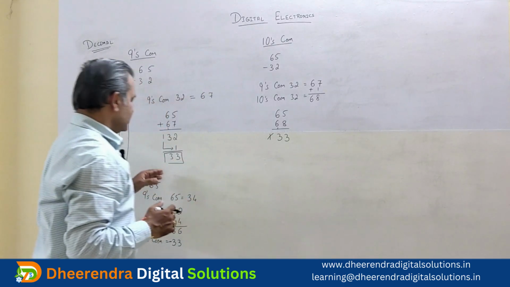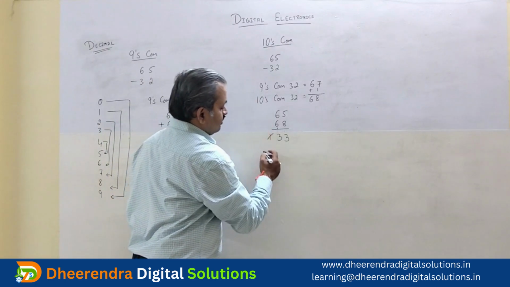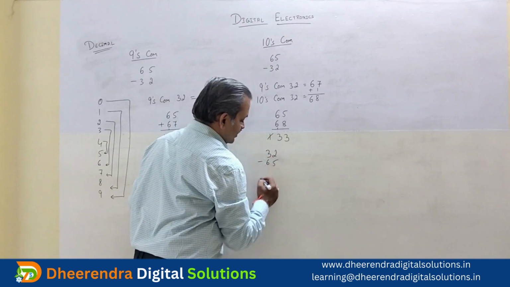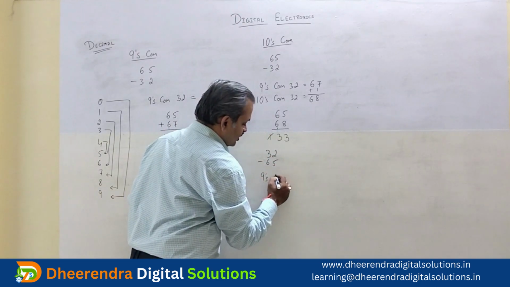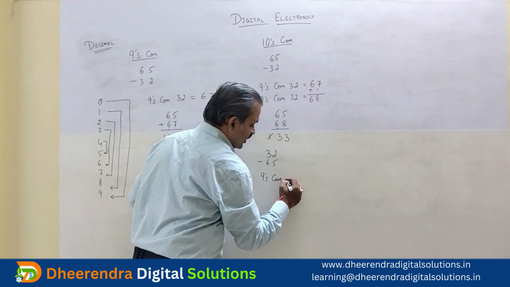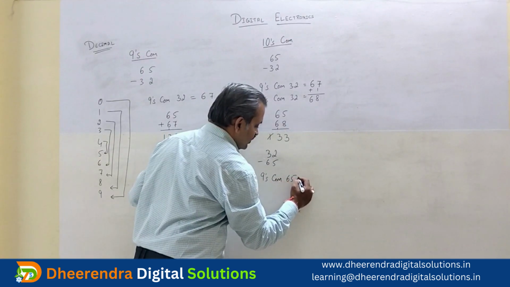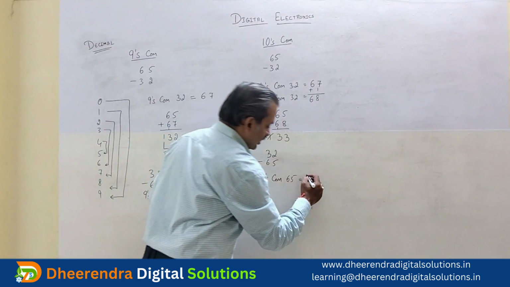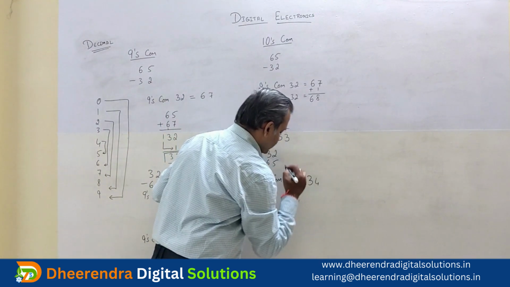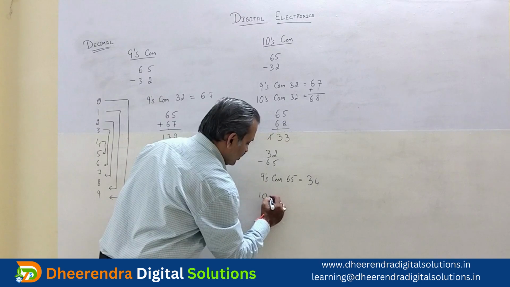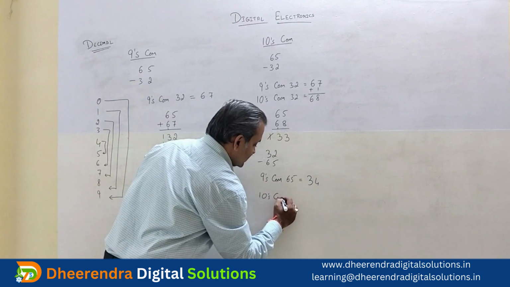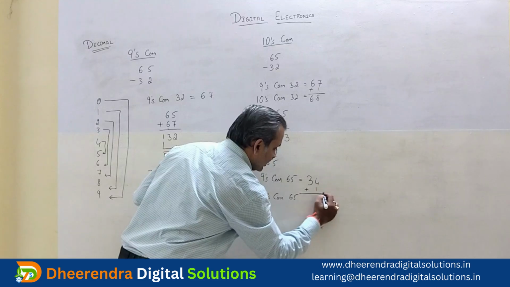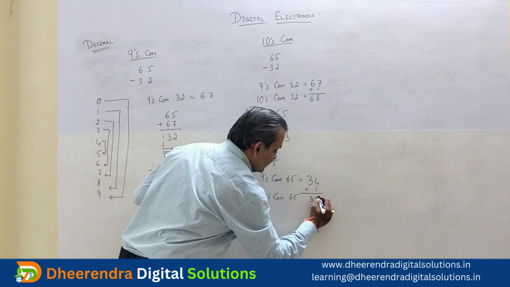We have got the right result. Now, similarly, we'll look at the negative case, wherein we'll take the same numbers, 32 minus 65. So first we find 9's complement of 65. What is 9's complement of 65? It is equal to 34 that we already have. So we'll take 34 over here. 10's complement of 65 will be equal to 9's complement plus 1. That will give me 35.